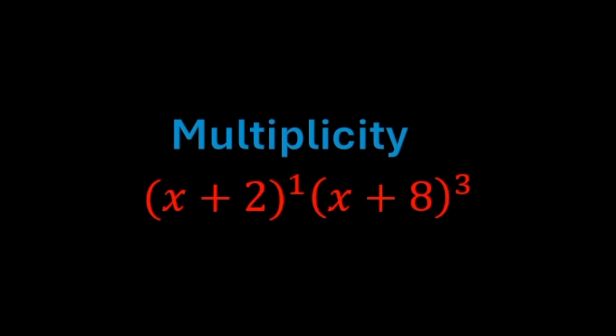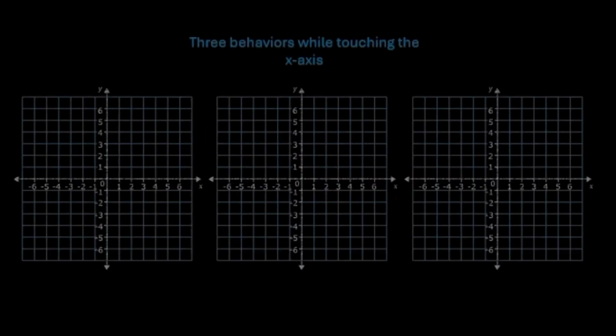Now here's the specific behaviors of the graphs as they touch the x-axis. Okay, so first of all, we have when the factor or the 0 on the x-axis that the graph is touching is having an odd multiplicity. So the graph basically touches the x-axis, bounces a bit, and then goes straight through. Then we have when the multiplicity is even, it just bounces, and when the multiplicity is 1, it goes straight through. Yeah.